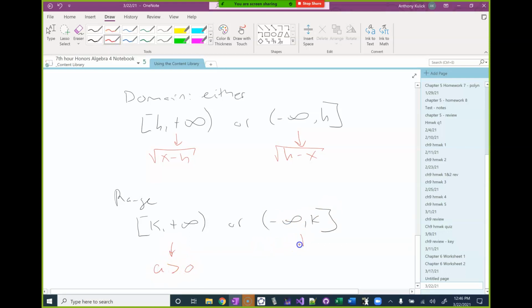And it's easy to tell which one is which. You just have to look at that a coefficient and whether it's positive or negative. If it's positive, you're starting at k and going up. If it was negative, you start at negative infinity, go up to k and stop.